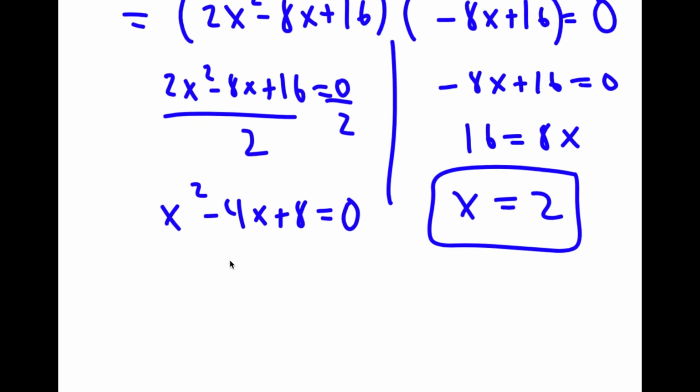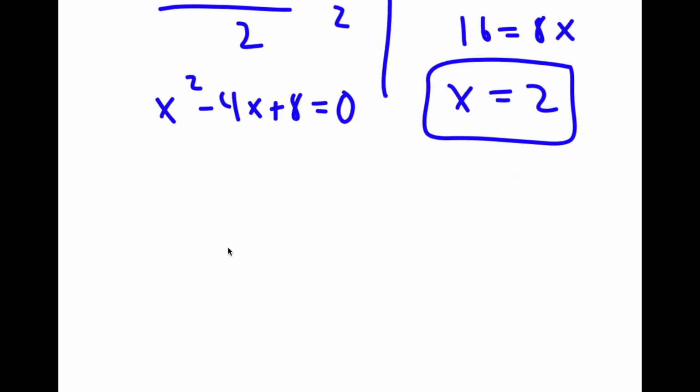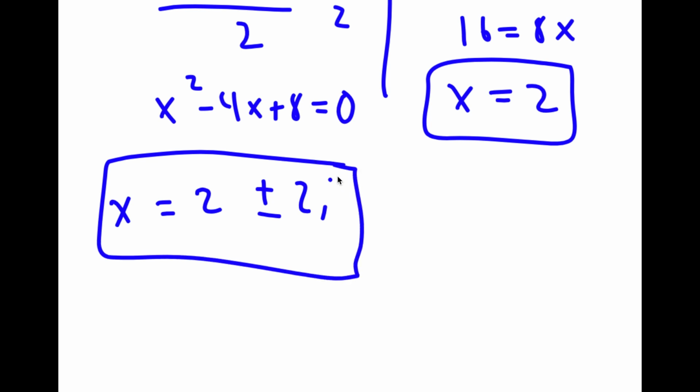So now to find the solutions of this equation, I have to use the quadratic formula, which I'm not going to waste your time by doing, but if you end up solving it, you get x = 2 plus or minus 2i. So that's two more solutions. So these are my three solutions to this problem.